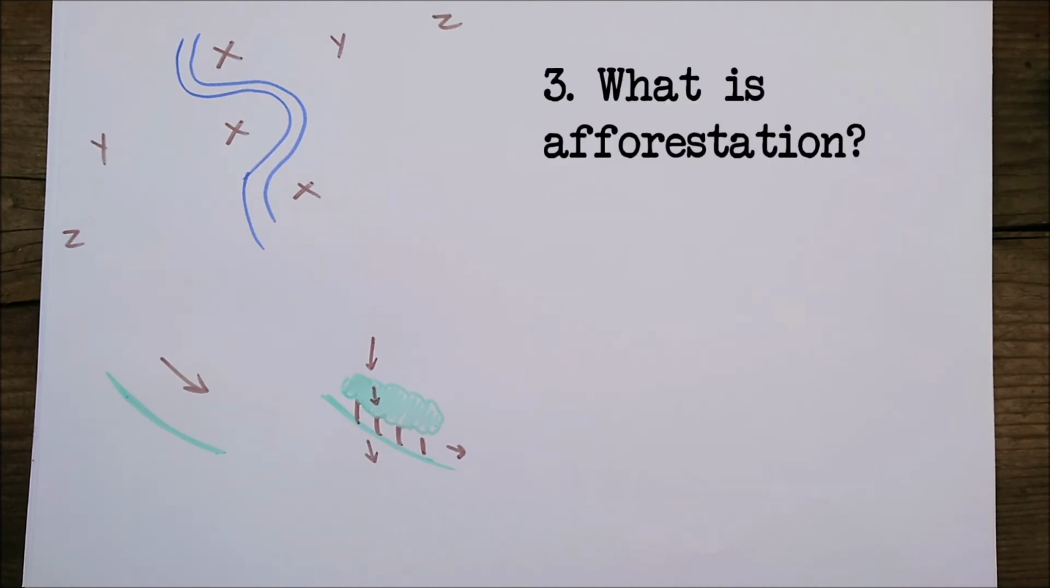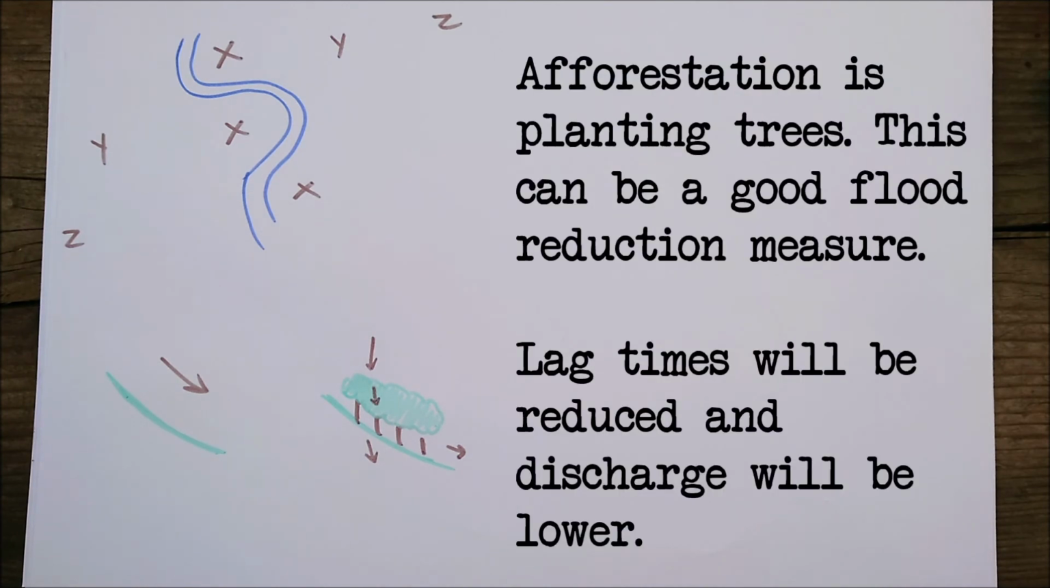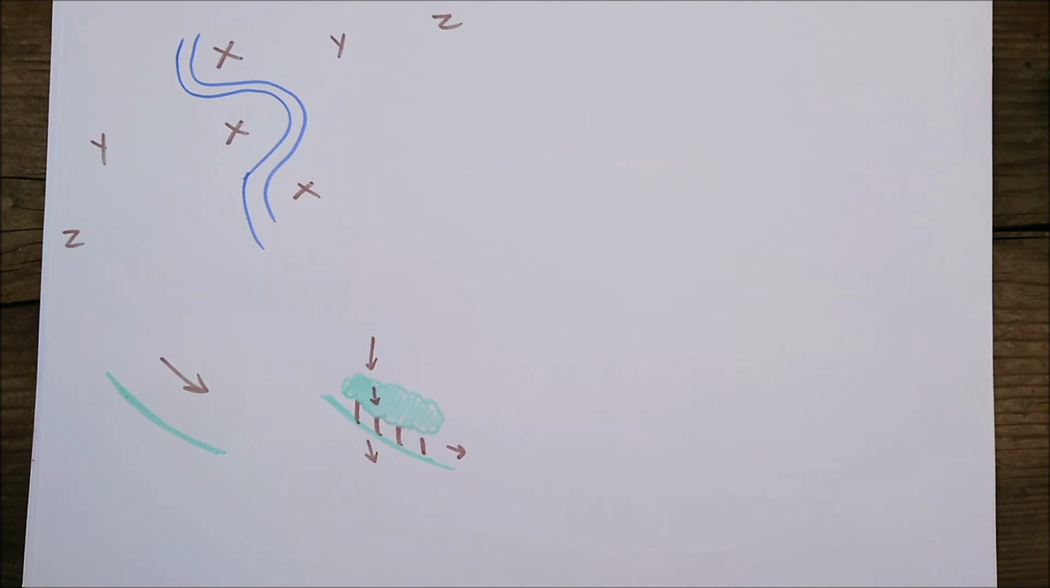3. What is afforestation? Afforestation is planting trees, and this can be a good flood reduction measure. Lag times are very much reduced because the water is going to take longer to get into the river where there are trees, and also discharge is going to be lower because the trees will absorb a little bit of the water as well. And that's it for soft engineering.